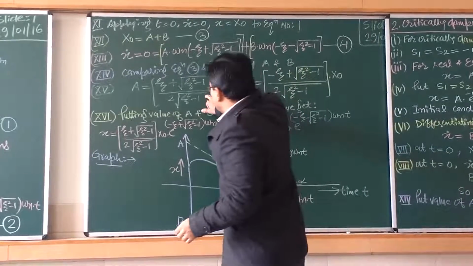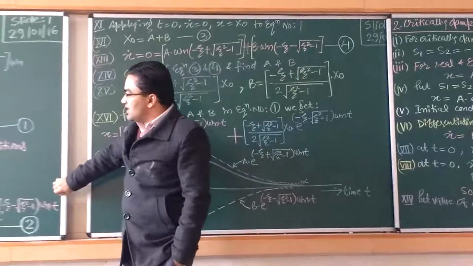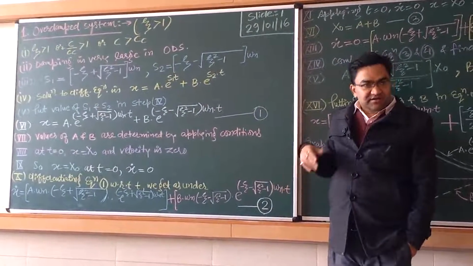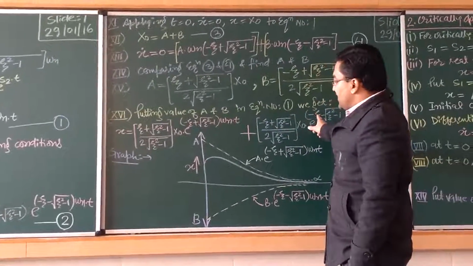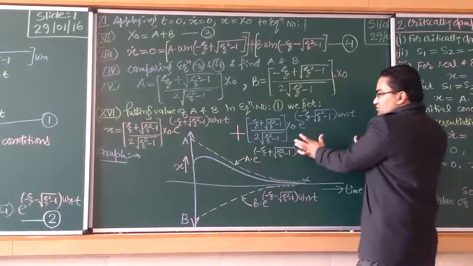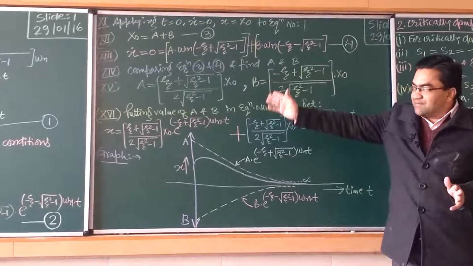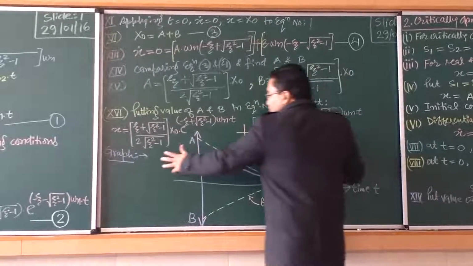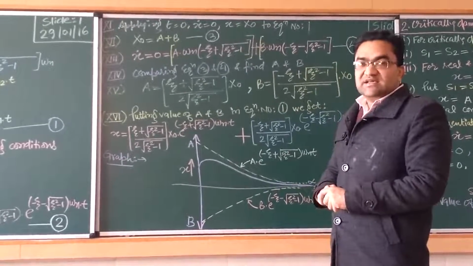Now we will put both the values of A and B in equation number 1, because this is our solution of the differential equation. By putting the value of A and B over here, this becomes the solution. We have simply put the values of A and B in equation number 1. So this is the complete solution for the overdamped system in which zeta is greater than 1.